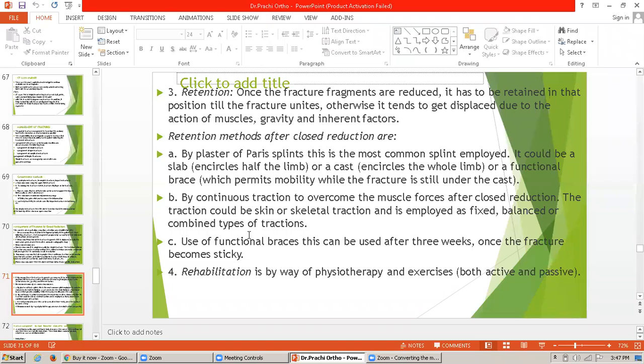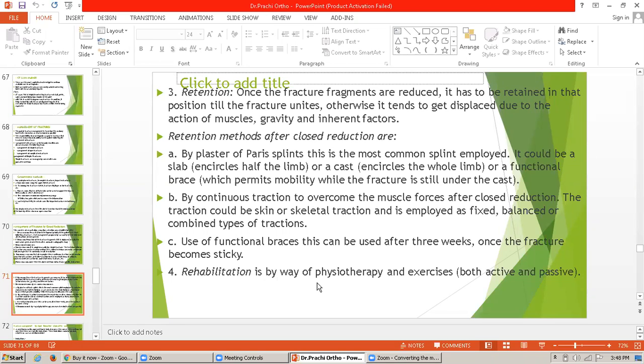So, continuous traction is used to overcome the muscle forces after closed reduction, and the traction could be skin or skeletal traction, employed as a fixed, balanced or combined type of traction. Then the last is the use of functional braces. This can be used after three weeks, once the fracture becomes sticky.